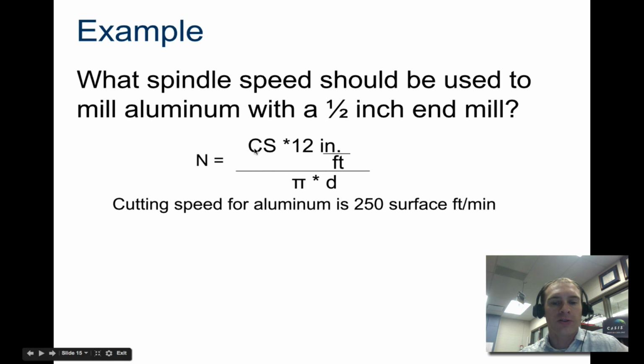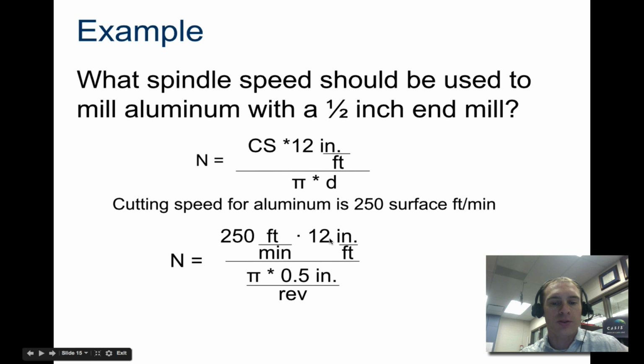So we substitute 250 in for CS. We have 250 times 12. Do that math first, because if you type it all in your calculator, order of operations will screw you up. If you do 250 times 12 divided by pi times 0.5, it won't do the correct order of operations unless you use parentheses. So to be safe, you could just do the top, find out what that equals, do the bottom, find out what that equals, and then divide the two. And the 0.5 inches comes from the half-inch end mill, that's your diameter.